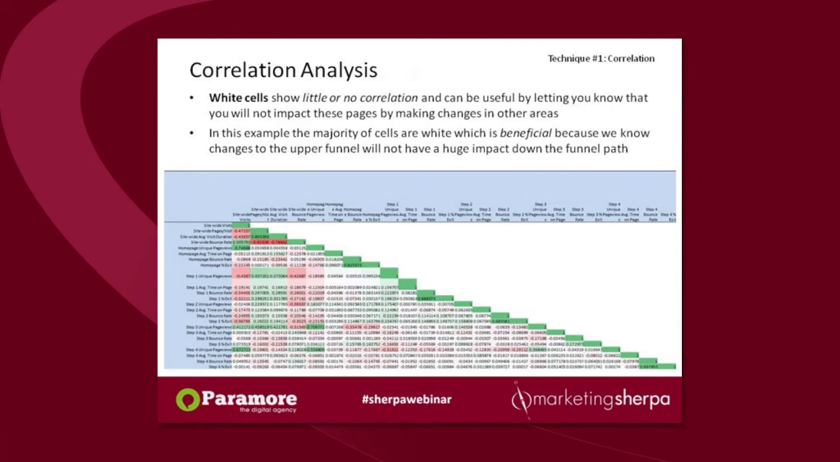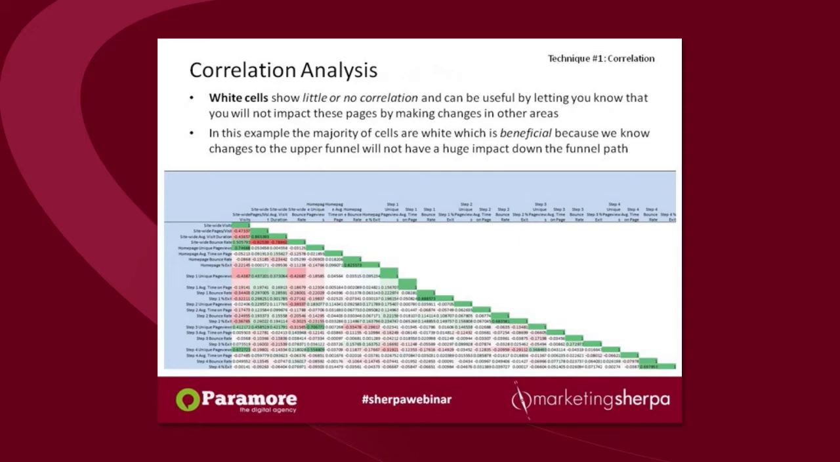Right. So this is one with the white cells. We have no correlation, which means I can affect one area without affecting another area. So for instance, if you look at step 2 page views and you look at step 3 page views, we're almost at a completely white cell there. What that means is that anything I do on step 2 should not have a major effect on the next step 3. So I can test or I can change stuff in that area and not worry about a major effect happening later on.